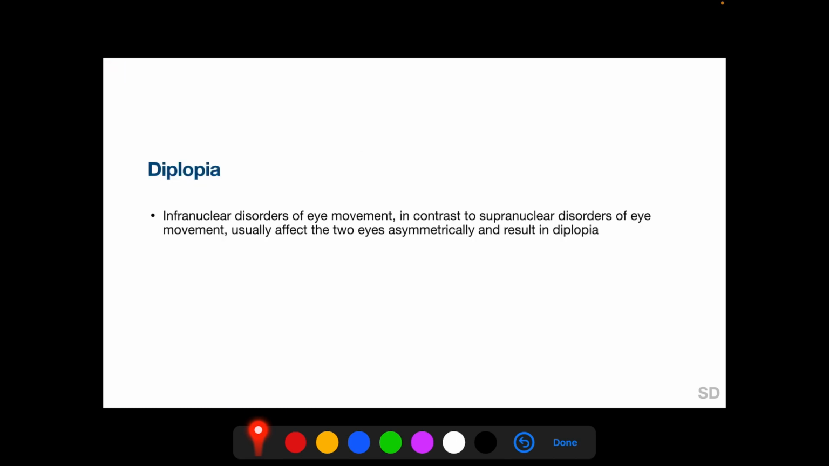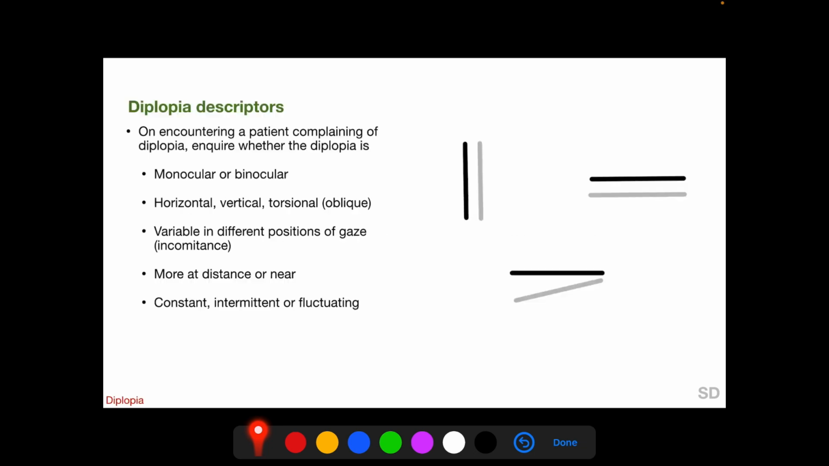So how to approach a patient with diplopia? As a general dictum, lesions causing infranuclear disorders of eye movement affect the two eyes asymmetrically and usually unilaterally and result in diplopia. In contrast, supranuclear disorders of eye movement, with certain exceptions, usually affect the two eyes symmetrically, and a patient with supranuclear disorder of eye movement generally does not complain of diplopia or double vision.